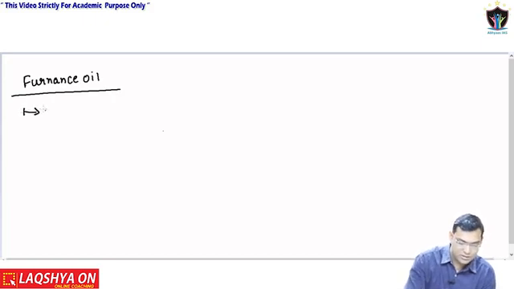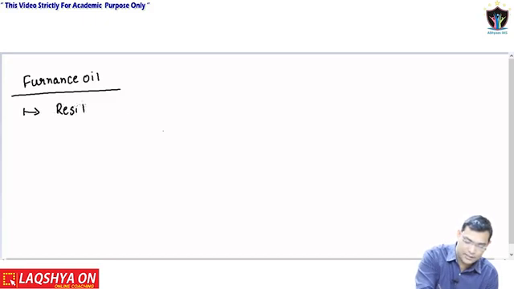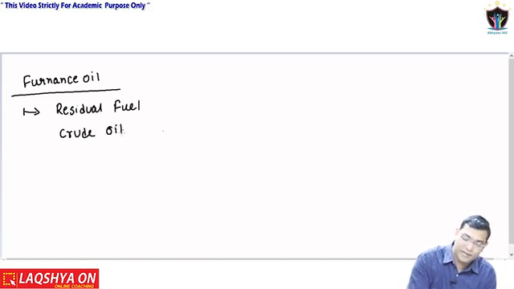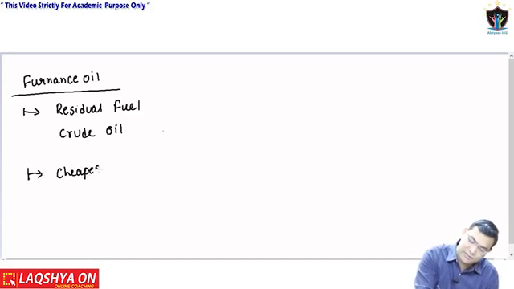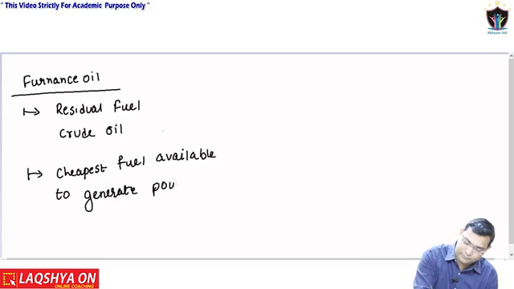This furnace oil is a residual fuel obtained, a residual end product fuel obtained by blending of crude oil. These residuals are obtained, and it is also the cheapest fuel available to generate power, and also has higher calorific value.